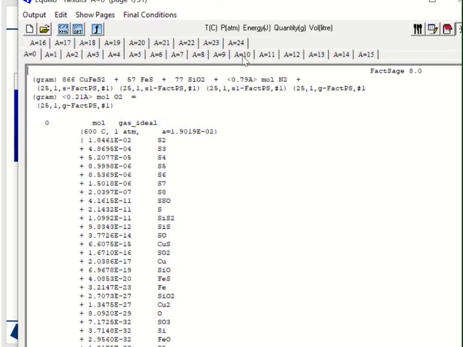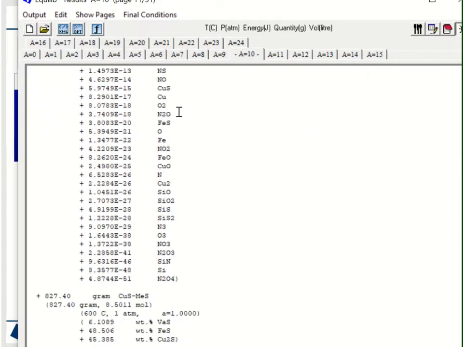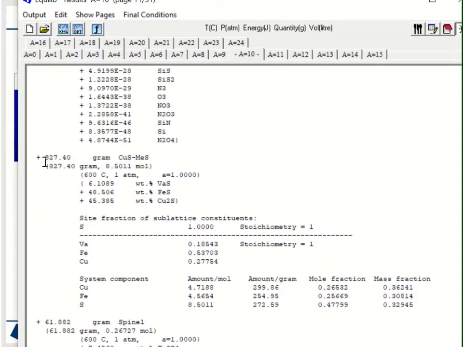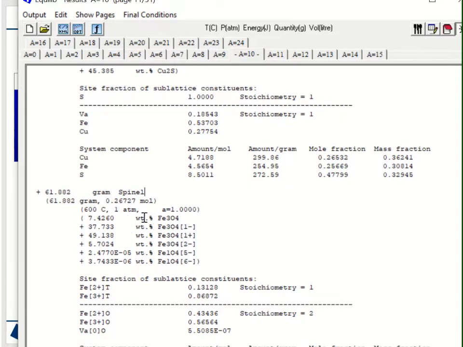So for example, when you go to 10, I have this as the input, and then this is the amount of gas phase. If you look at it, there's 0.8 moles of N2 and 0.16 moles of SO2. That's quite a high amount of SO2 already. And then there are all the other phases. There's 827 grams of Cu2S, the matte, and this is typically a Cu2S-rich phase, as you can see. And then about 2 grams of the spinel phase, and spinel is an oxide.